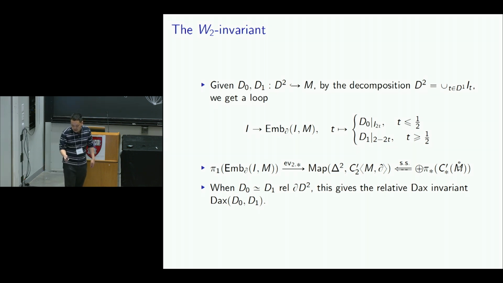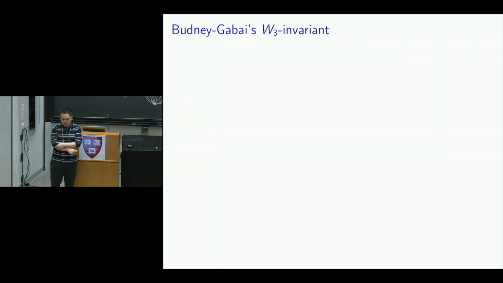So that's the Dax invariant. Bartnik-Gabay also call it the W2 invariant because it studies the configuration space of 2 points. As you can see, we are just counting double points. And then Bartnik-Gabay further studied another invariant called the W3 invariant.